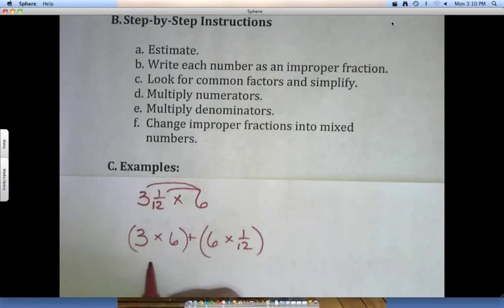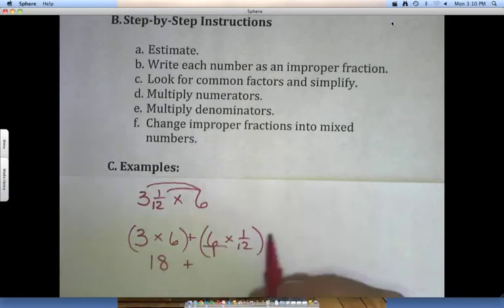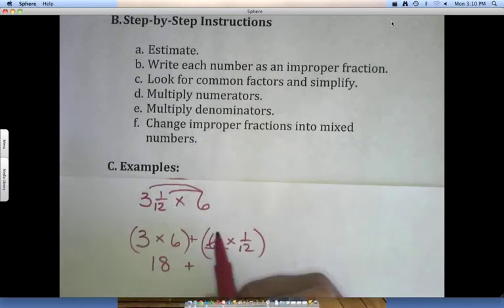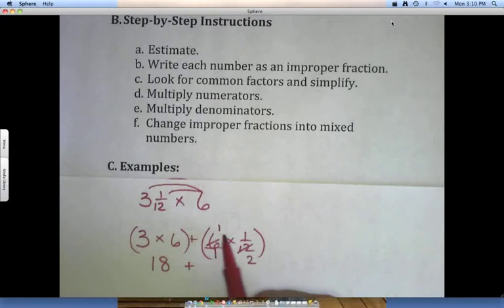6 times 3 is 18. 6 over 1, remember, simplify. 6 goes into 6 once, 6 goes into 12 twice. 1 times 1 is 1. 1 times 2 is 2. So I have 18 plus 1/2, so my answer is going to be 18 1/2.